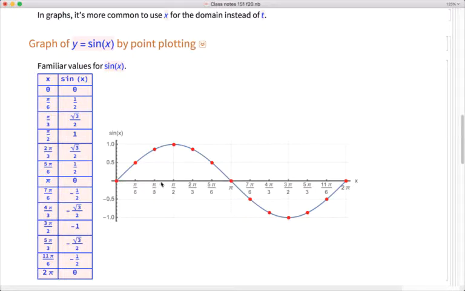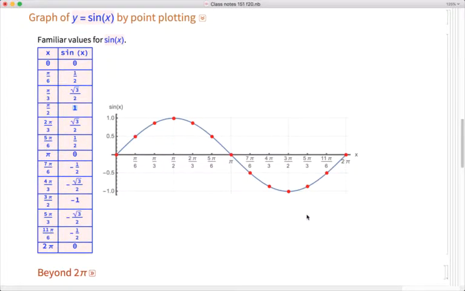The x is on the horizontal axis and just proceeds from left to right, and the y coordinates now get plotted out vertically. Just as an example, when x is pi over 2, the y is supposed to be 1. So here's x is pi over 2, and we're at height 1. And as we plot all the red points and then connect them up with this smooth curve, we get this graph of sine from 0 to 2 pi.